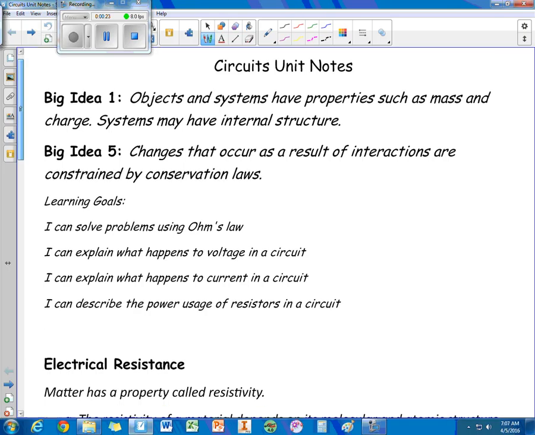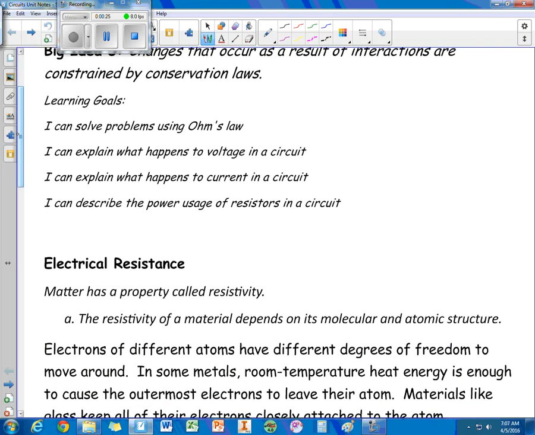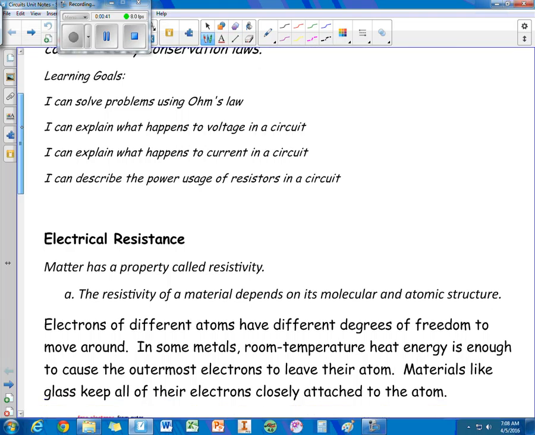So for this unit, the learning goals that you'll be graded on: I want you to be able to solve problems involving Ohm's Law. I want you to explain what happens to the voltage in a circuit. I want you to explain what happens to the current in a circuit, and I want you to be able to describe power usage of resistors in a circuit. So to get us started, we need to talk about resistance.